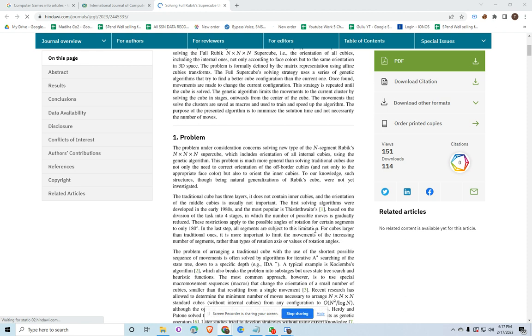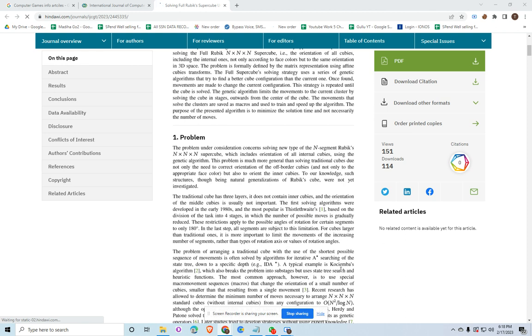In the last steps, all segments are subject to the limitations. For cubes larger than the traditional ones, it is more important to limit the movement of an increasing number of segments rather than the type of rotation axis or various rotation angles. The problem of arranging the traditional cube with the shortest possible sequence of movements is often solved through an algorithm for iterative search of the state tree down to a specific depth.